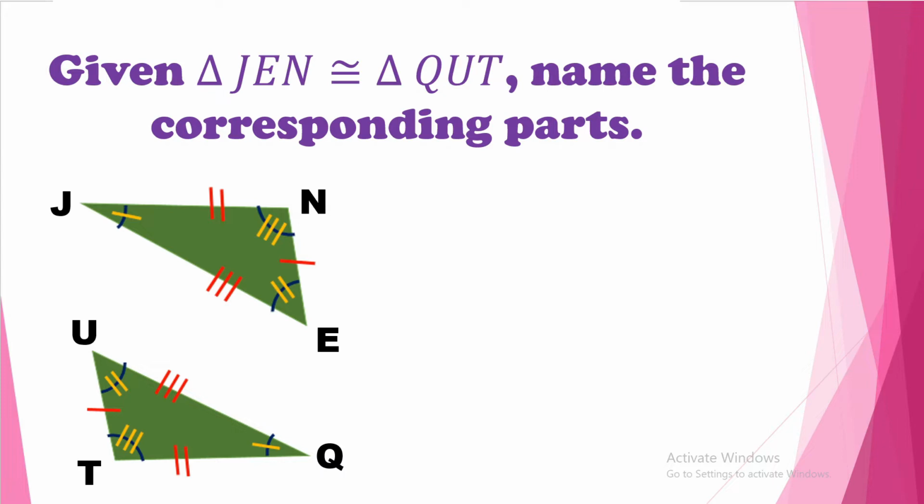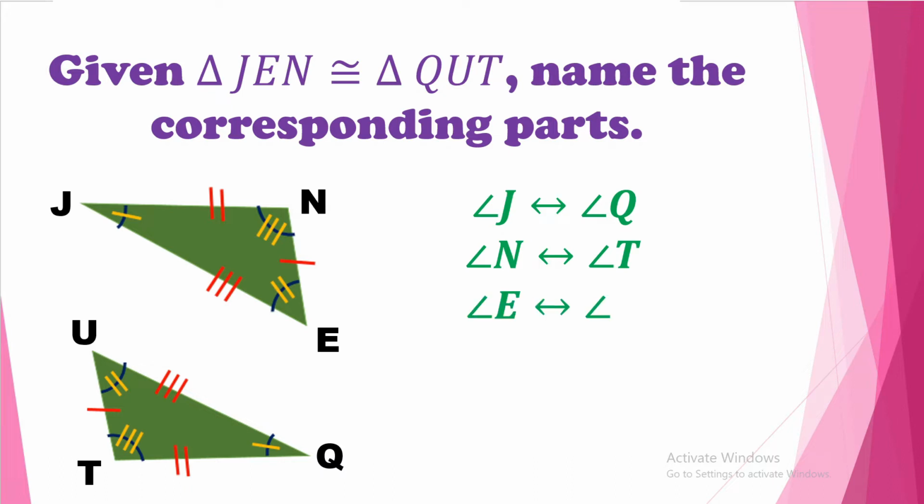Let's start with the corresponding angles. On one triangle, we have angle J, and that corresponds to angle Q. Angle N corresponds to angle T. Angle E corresponds to angle U. Those are the 3 corresponding angles.